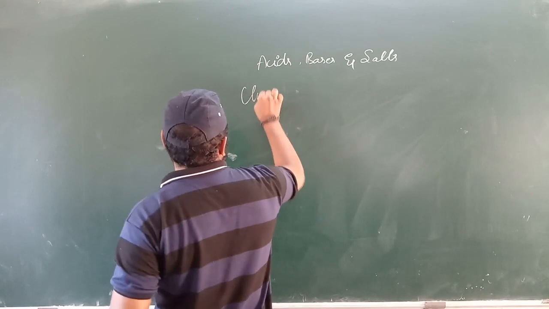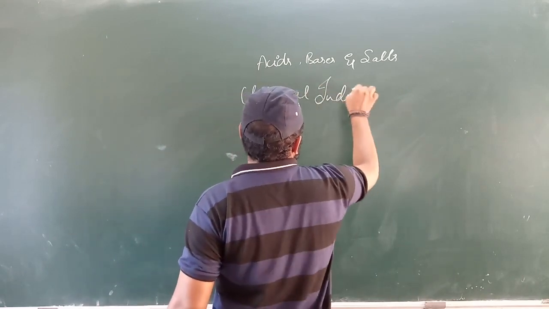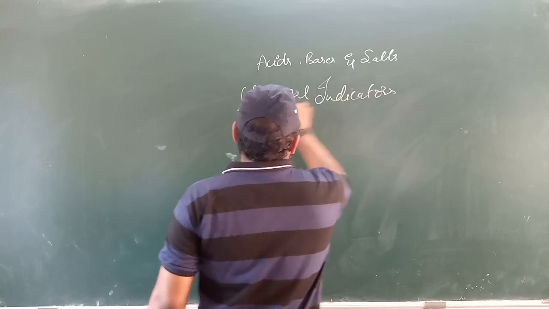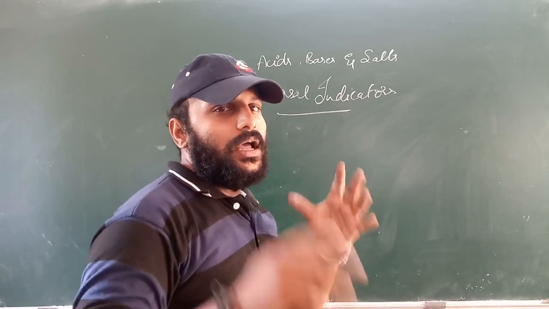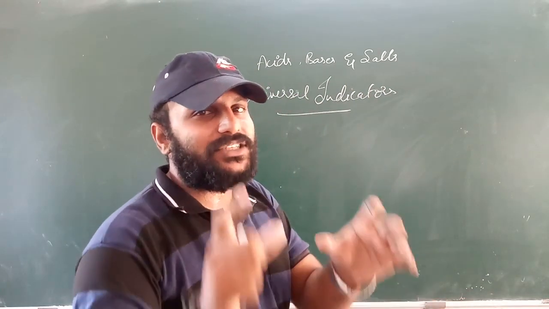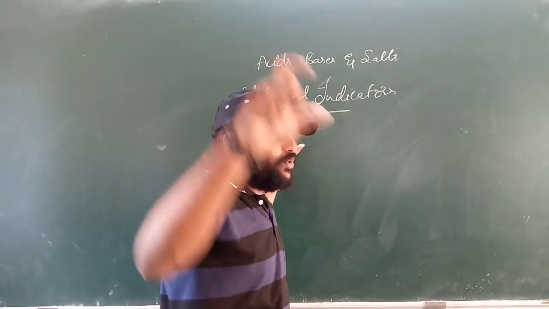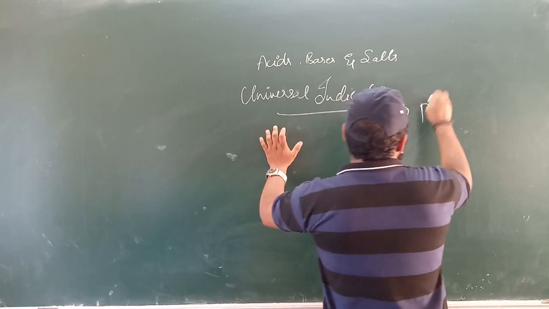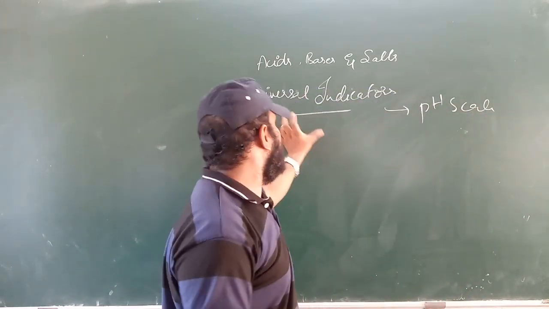Universal indicator. I think you already know what is meant by an indicator: a substance that tells about the nature of a substance based on the color change. Same here, the universal indicator depends upon the pH scale. How will it tell about the pH scale?